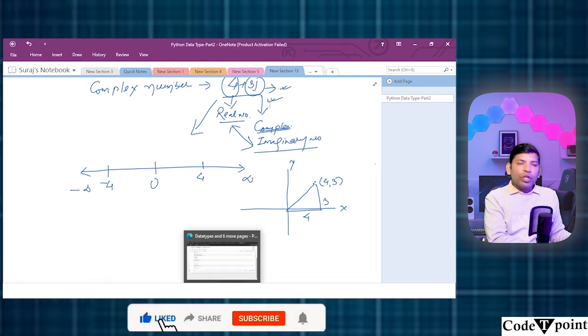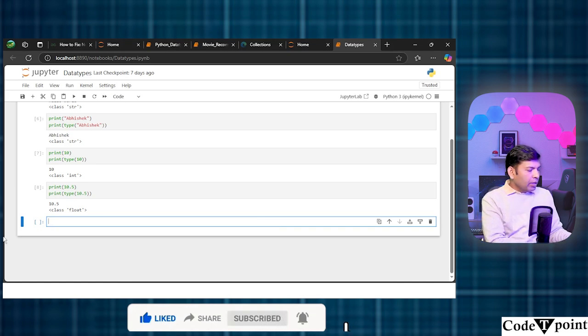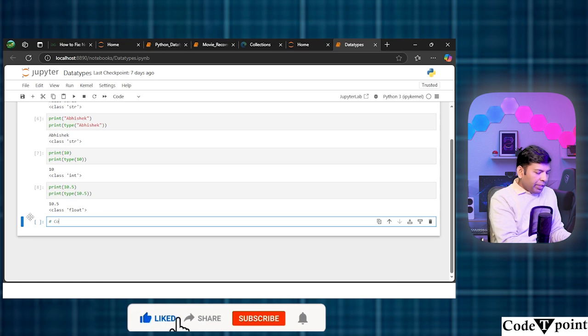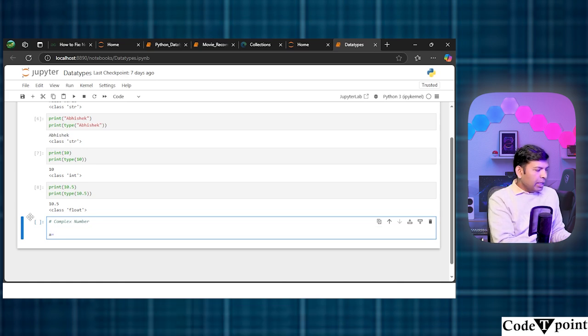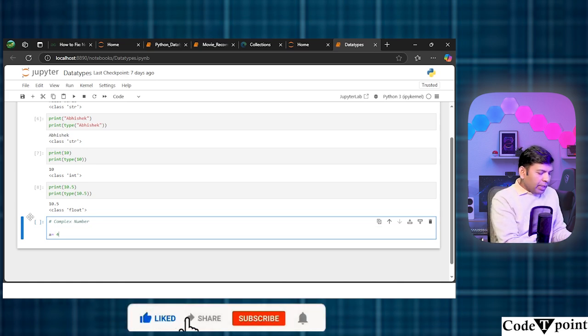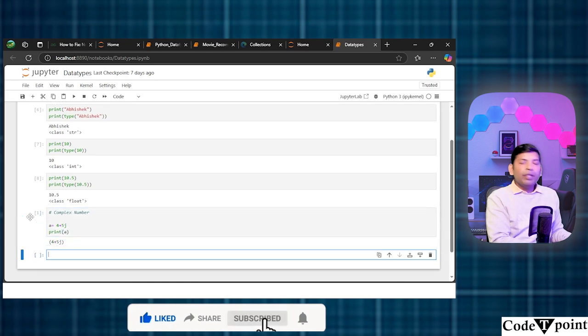So let's go to the Jupyter Notebook, and in Jupyter Notebook we are going to write a complex number query. I'm creating one variable called a. In this variable a, I'm writing, let's say, 4 plus 5j. And if I write the print statement and execute the query, shift plus enter, you will get 4 plus 5j.